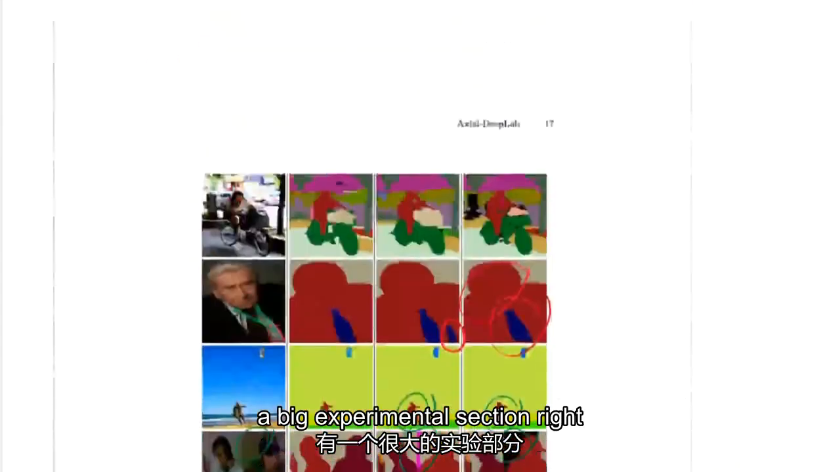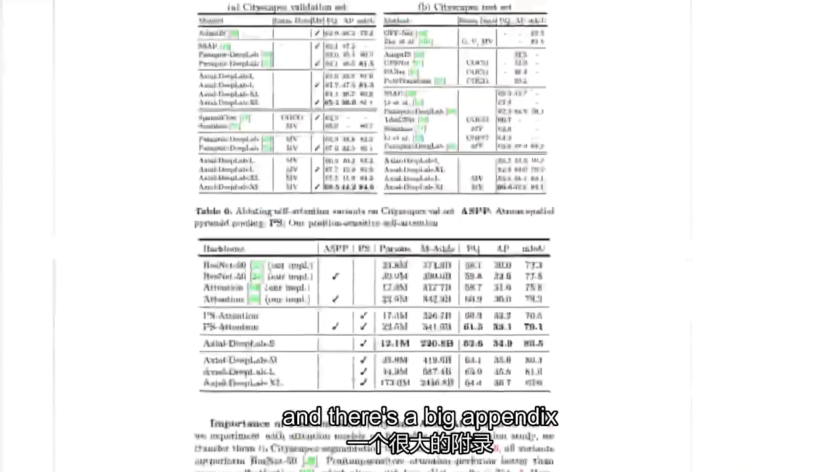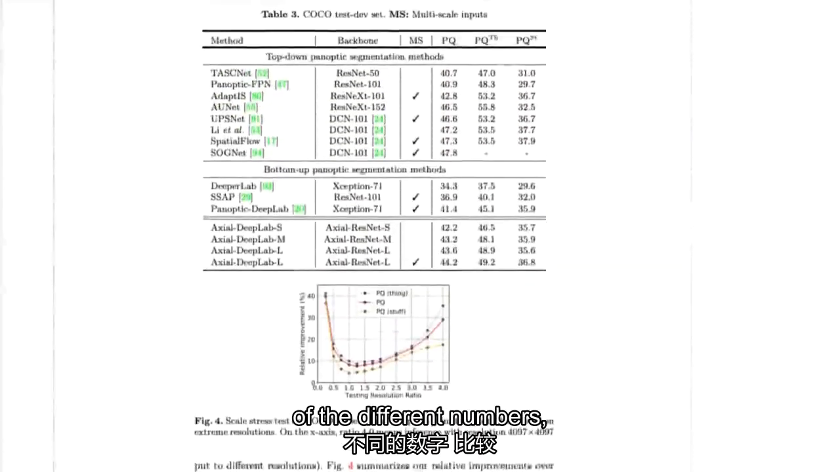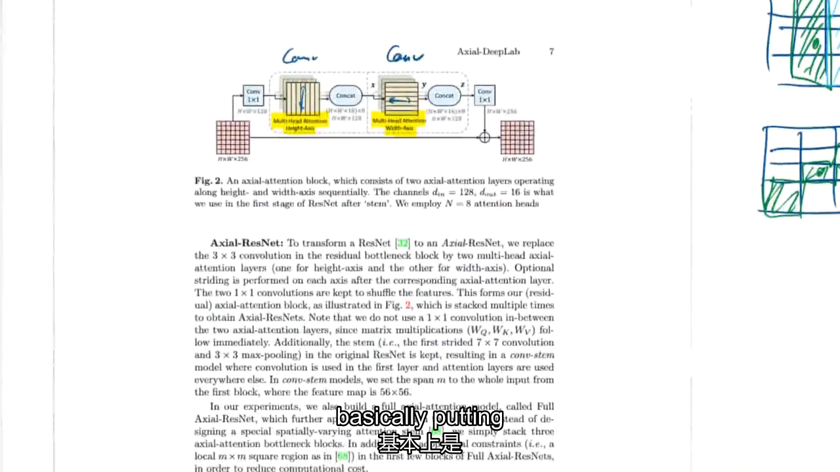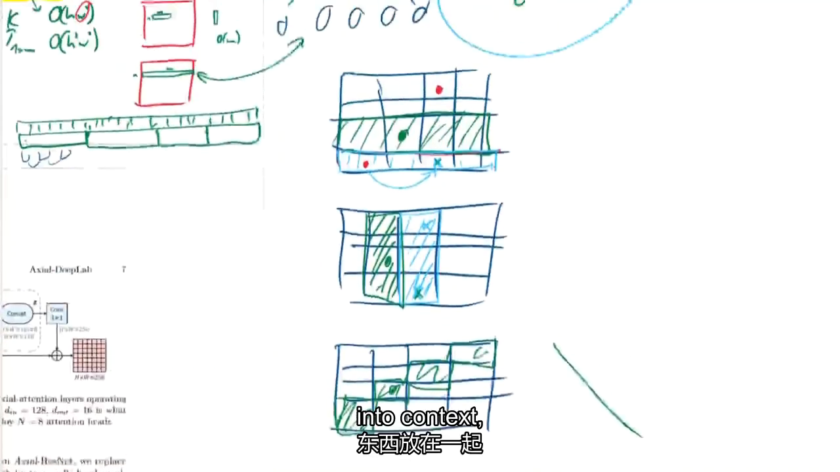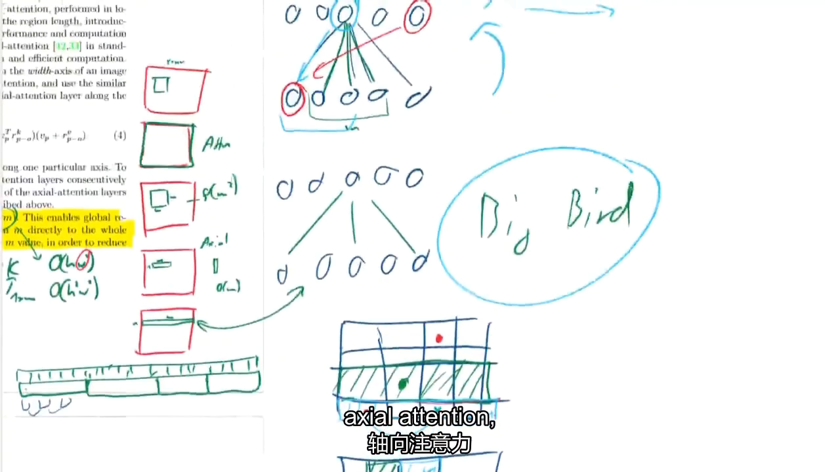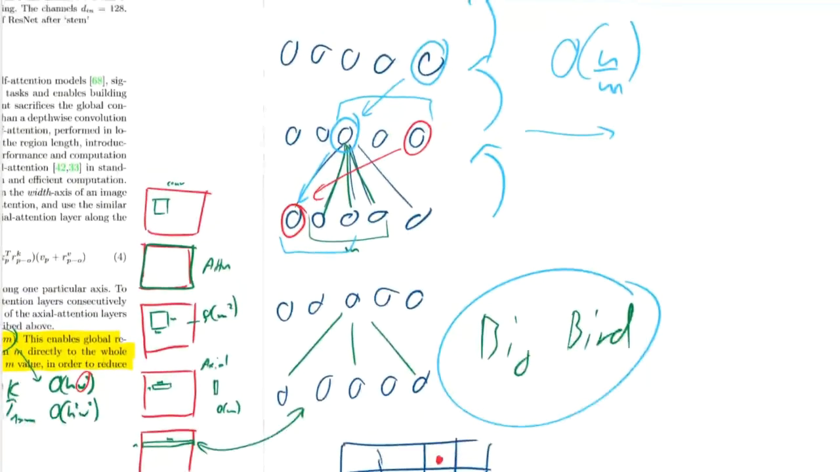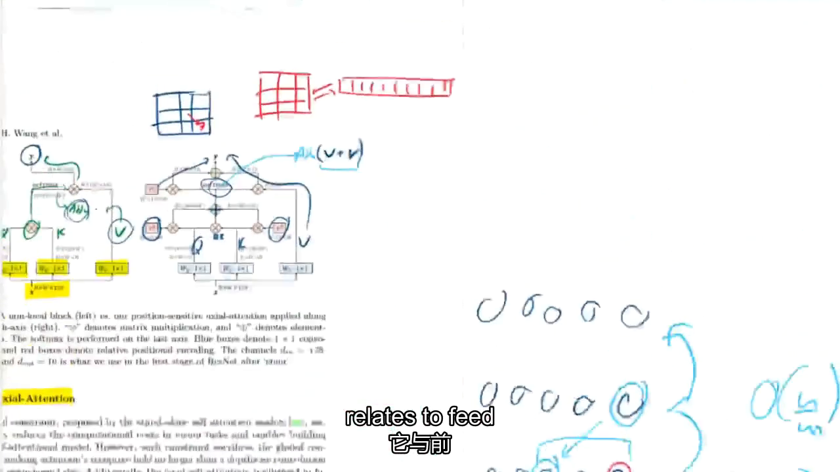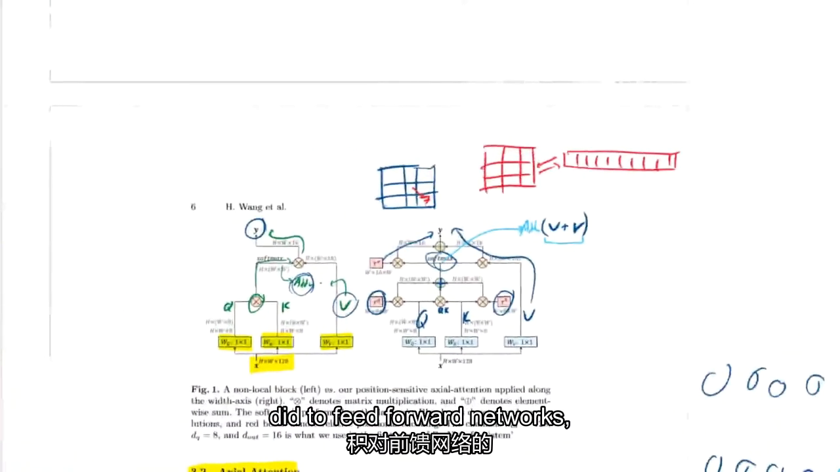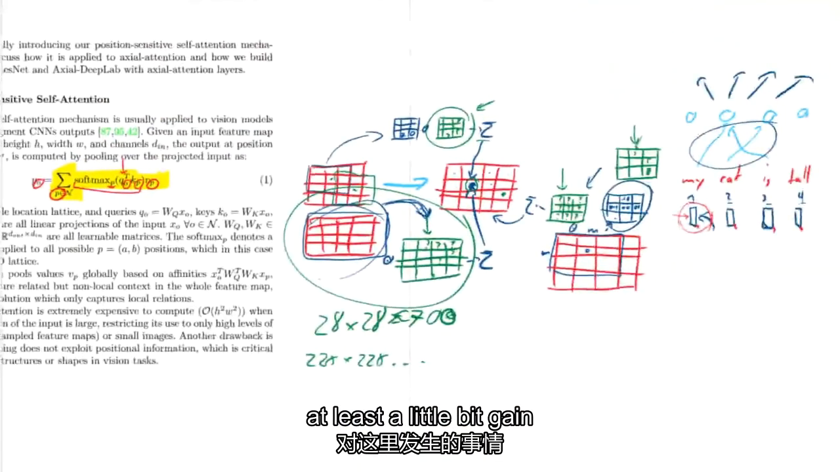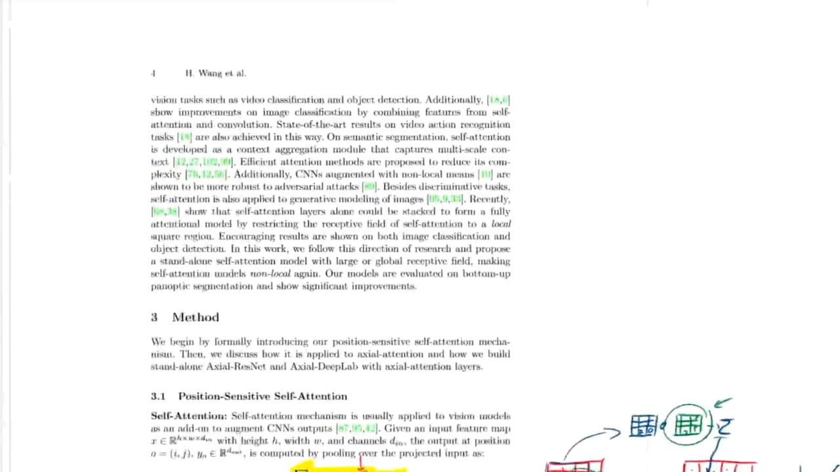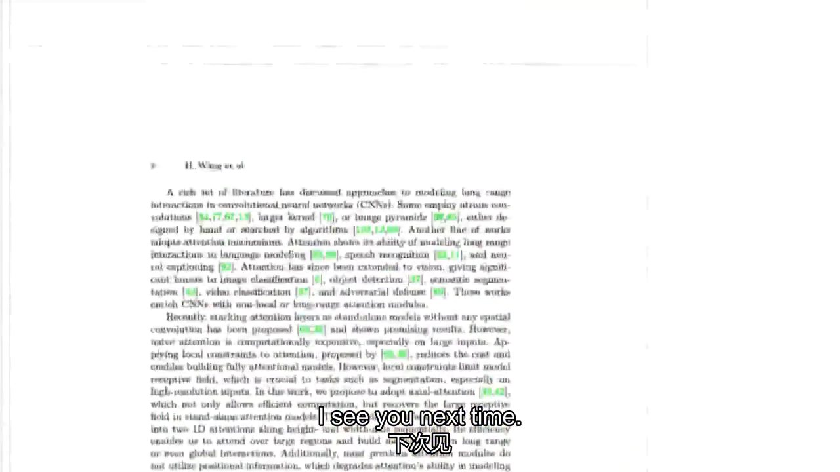All right, there is a big experimental section right here, and there's a big appendix where you can read up all of the different numbers, comparisons, ablations, whatnot. Ultimately, I just wanted to go over the method, basically putting this into context with other things, like Big Bird, axial attention, other positional encodings, how it relates to convolutions, how it relates to feed-forward networks, and what convolutions did to feed-forward networks, and so on. I hope you at least gained a little bit of an understanding of what's going on here. And with that said, I'll see you next time. Bye-bye.